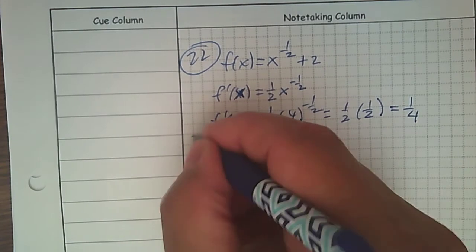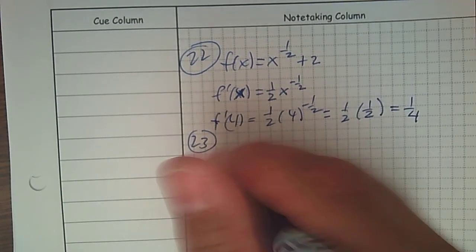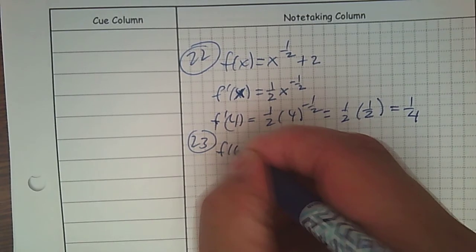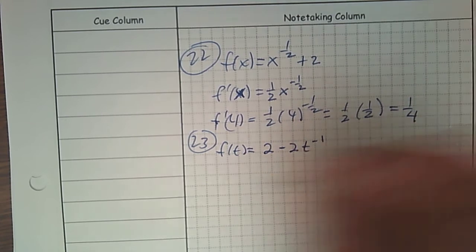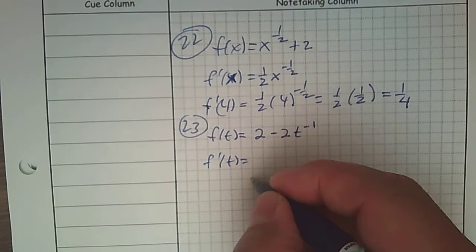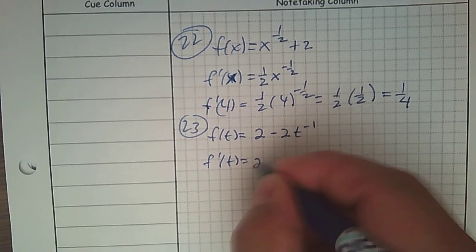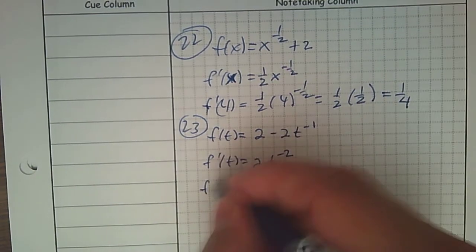All right, 23. I want to find the second derivative at 2. So the first derivative, I'm going to write properly. That's 2 subtract 2t to the negative 1. So the first derivative, the derivative of 2 is 0. A negative times the negative is positive 2. Subtract 1. That's negative 2. Now I need the next derivative.